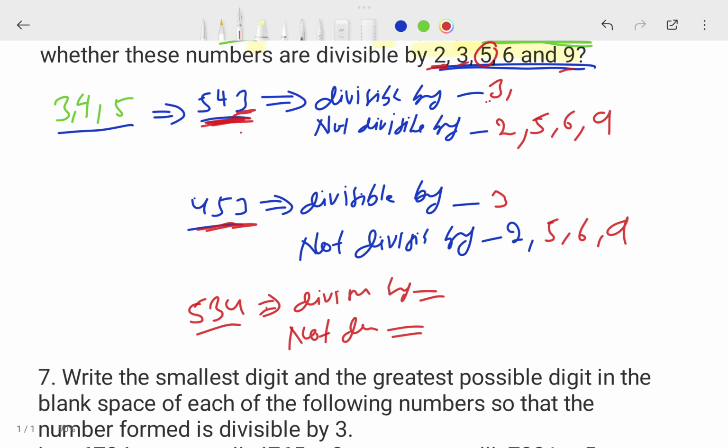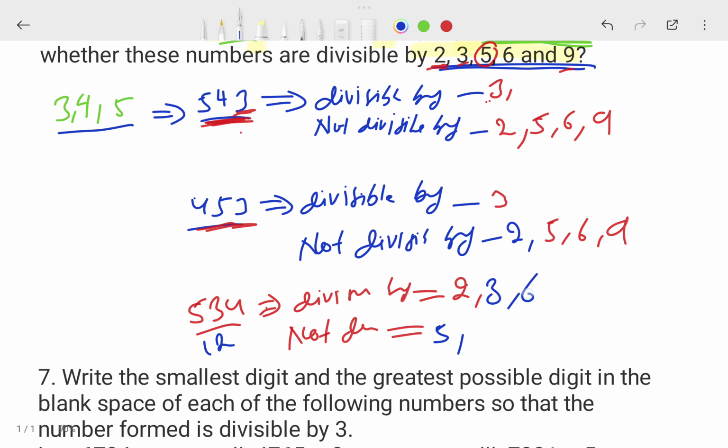So now it is divisible by 2. Why? Because the end value is 4, so that's why. Okay, now is it divisible by 3? Let's check. If you add these digits, it is going to be 12. So it is divisible by 3 also. Now you have to check whether it is divisible by 5. No, because the end value is not 0 or 5, so this is not divisible by 5. Is it divisible by 6?